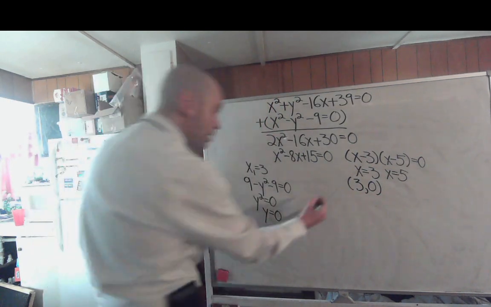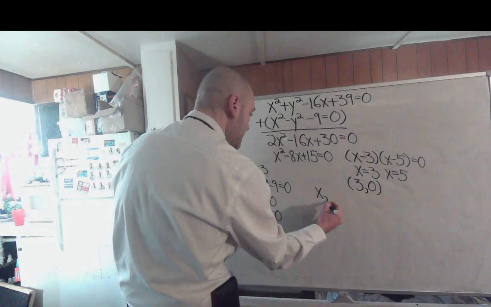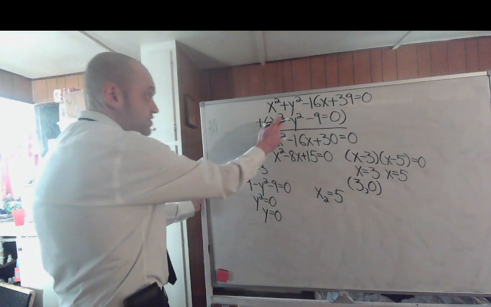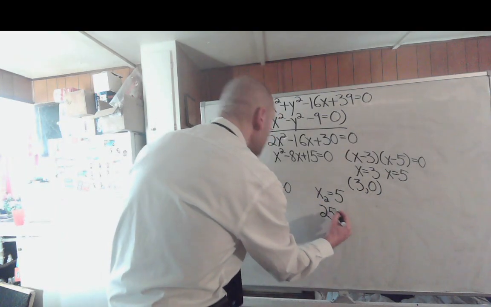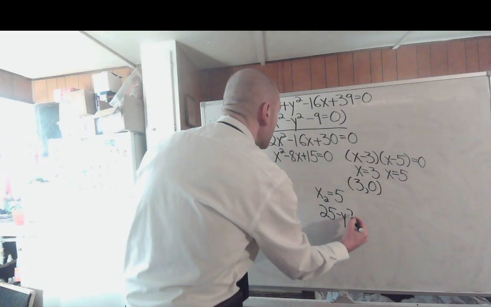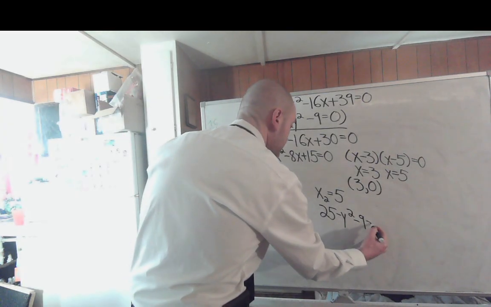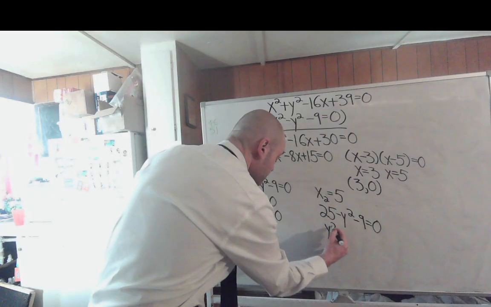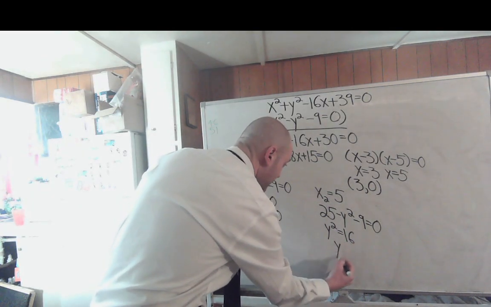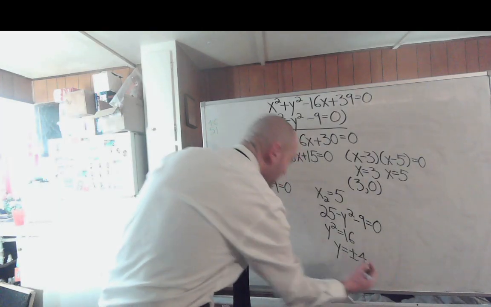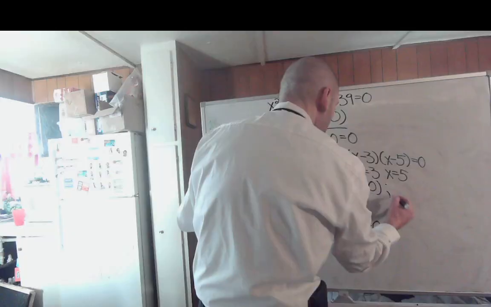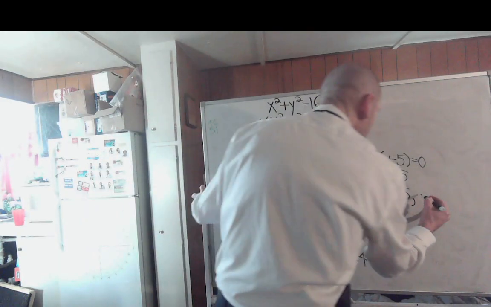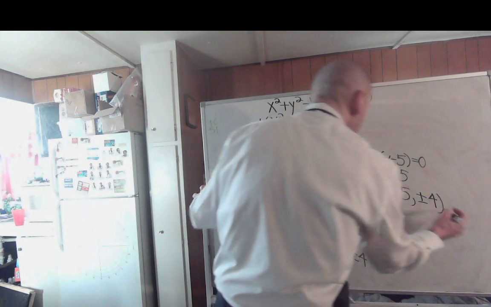Now, what about when x is 5? So x2 is 5. So 5 squared is 25 minus y squared minus 9 equals 0. Well, that would actually give you y squared equals 16, which means y equals plus and minus 4. So you get 2 more points of intersection. You'll have x being 5 for both of the second points, but y will also be plus and minus 4.